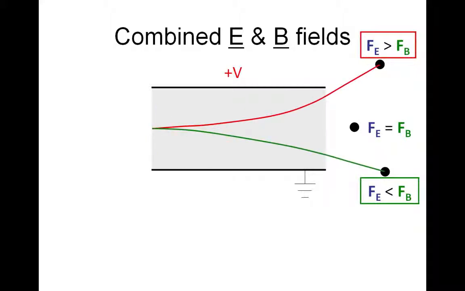And here are the paths being traced out. So we have equal forces, which gives us an undeflected path. If the electric force is greater than the magnetic force, in this case the particle will move upwards, and if the electric force is less than the magnetic force, in this case the particle will move downwards.